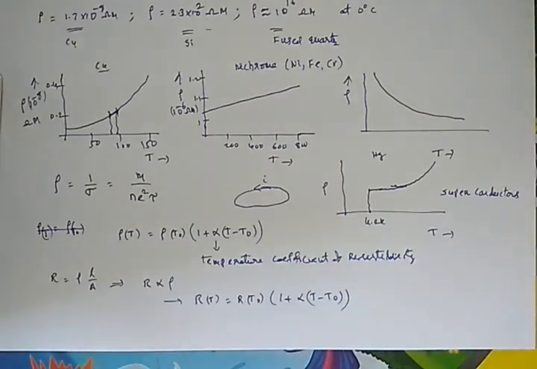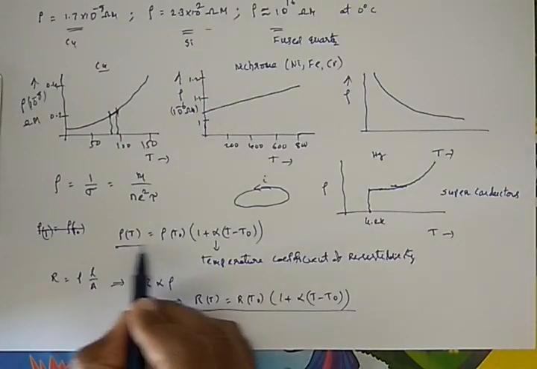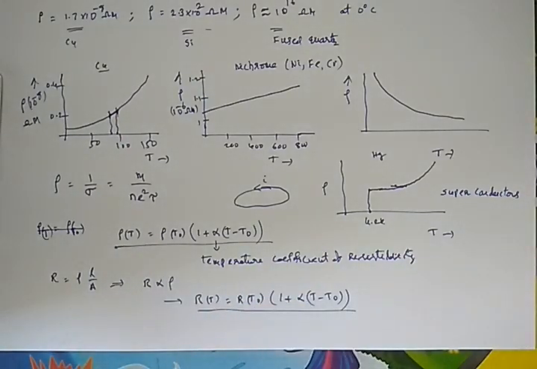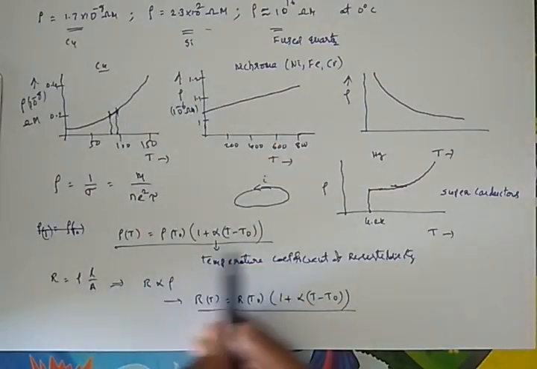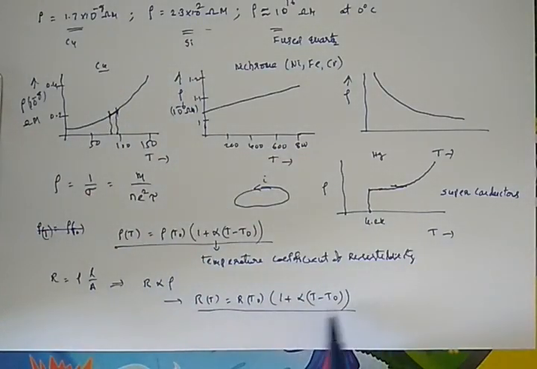So this equation is for temperature variation. As you increase temperature, the resistance of the material also increases linearly. This graph shows that. This graph also shows the linear relation, because you are taking a small portion. If you take a big portion, this equation cannot be true. If you take a small portion, this can be true.